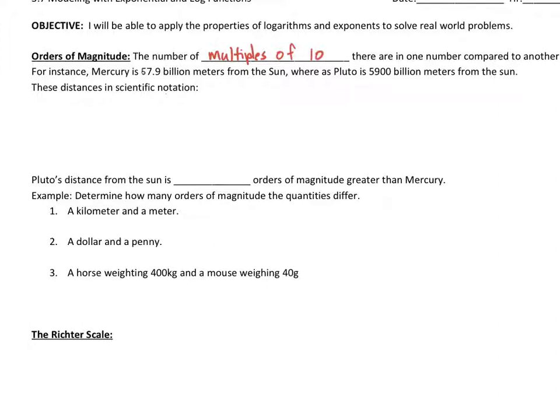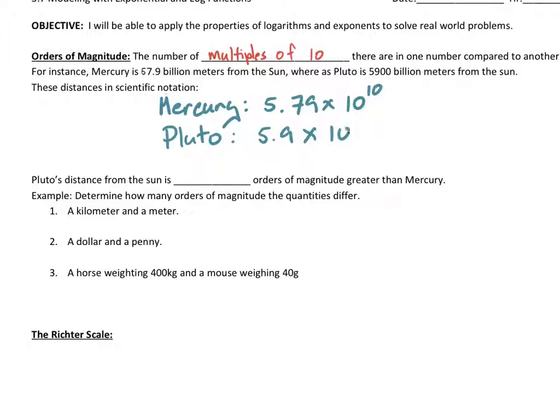So I have Mercury as 5.79, and then we need enough tens to move the decimal point so that we have that in billions. That would be 10. And then Pluto, that's going to be 5.9 times 10 to the 12th power.